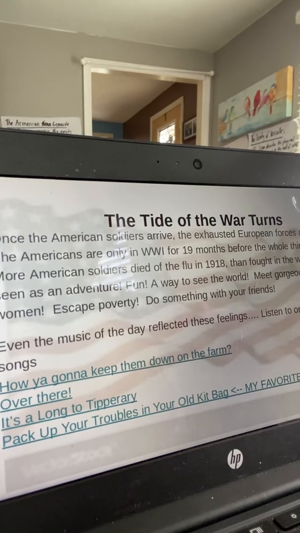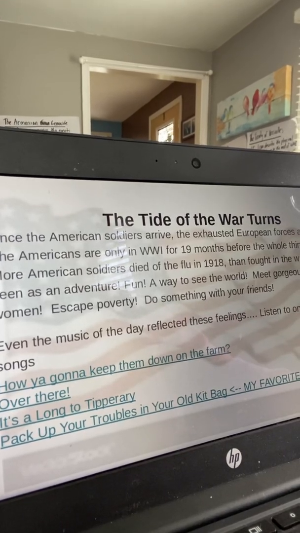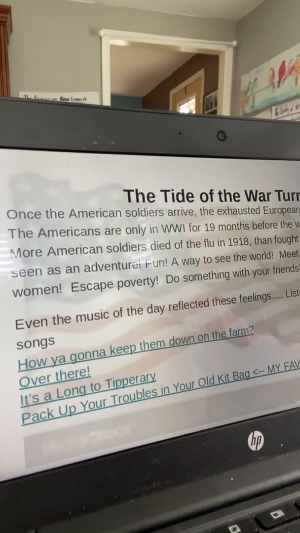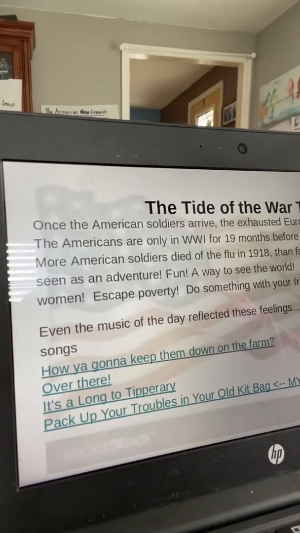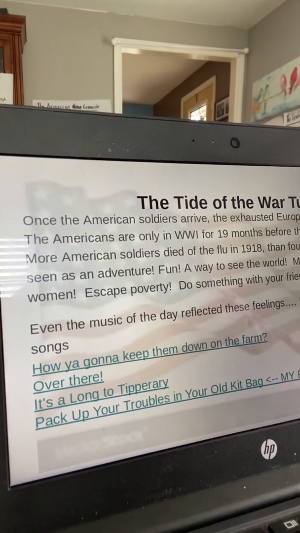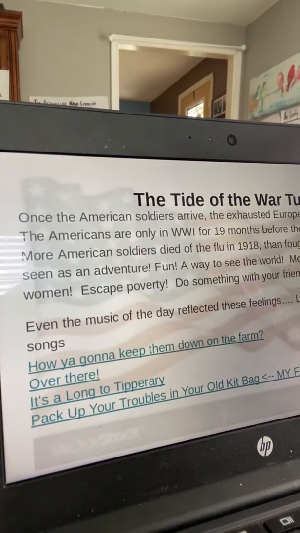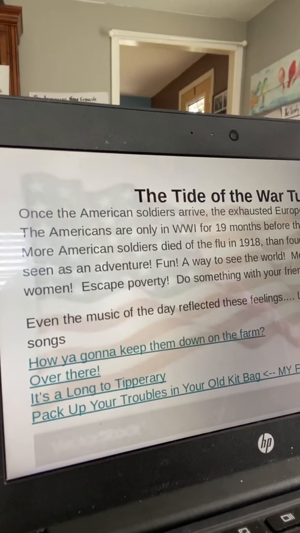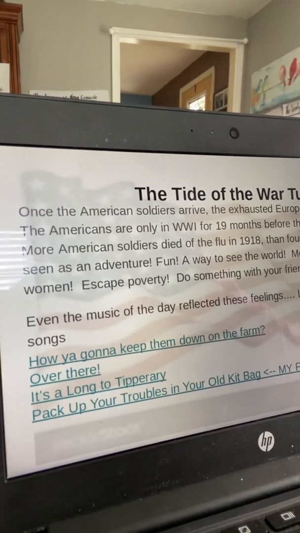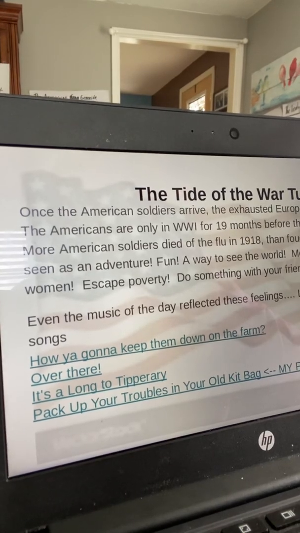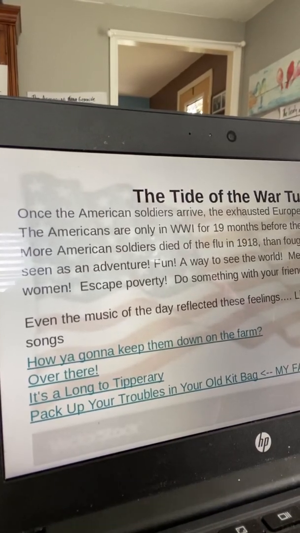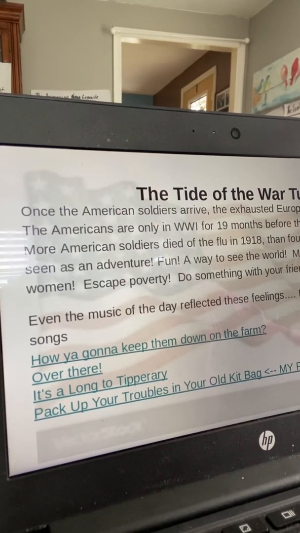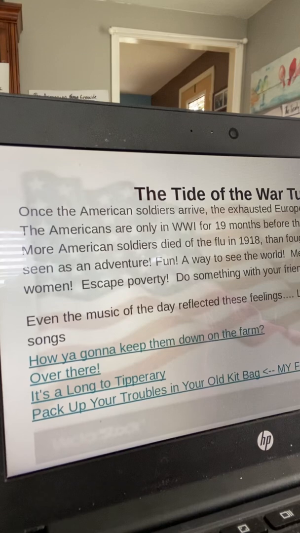Once the American soldiers arrive, the exhausted European forces are relieved. The Americans are only in the war for about 19 months before the whole thing is over. More American soldiers died from the flu on the way to the war than actually died in the war. The war was seen as an adventure, and it was fun, and oh God, I can get away from my mom, or I can get away from my stupid girlfriend who's being a jerk. I can meet pretty ladies. I can make some money. I could do something with my friends. They get to sign up with your buddy and go to war.